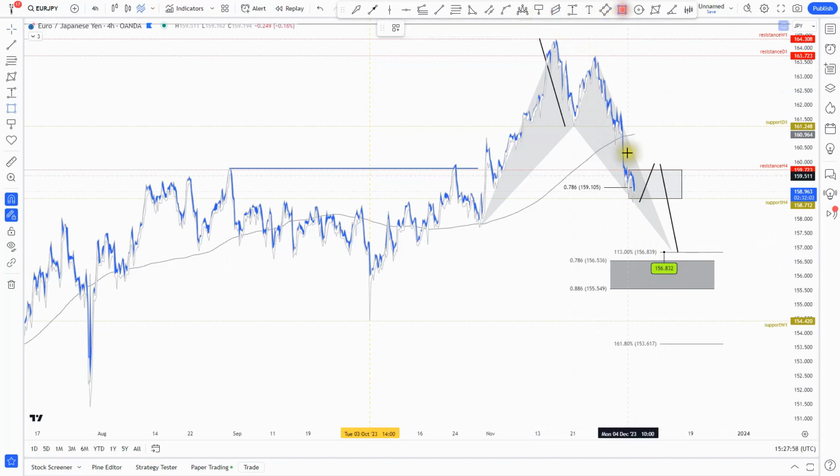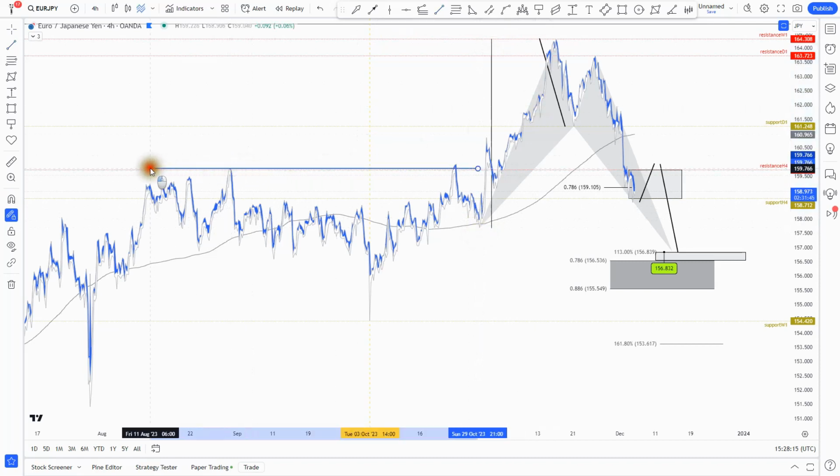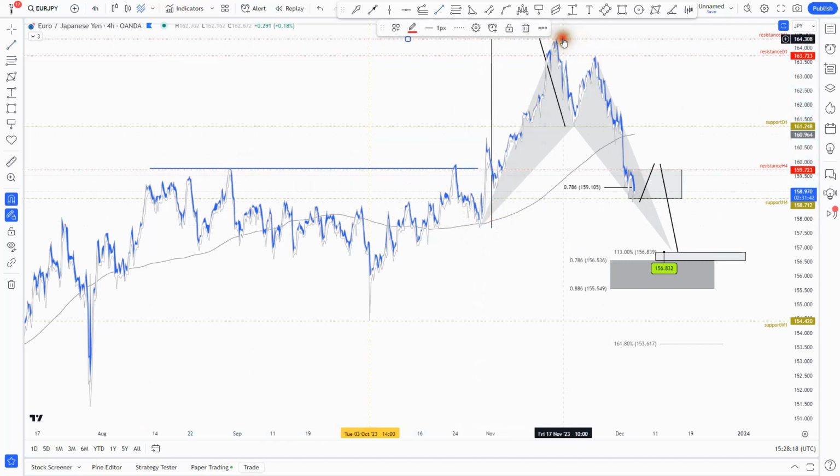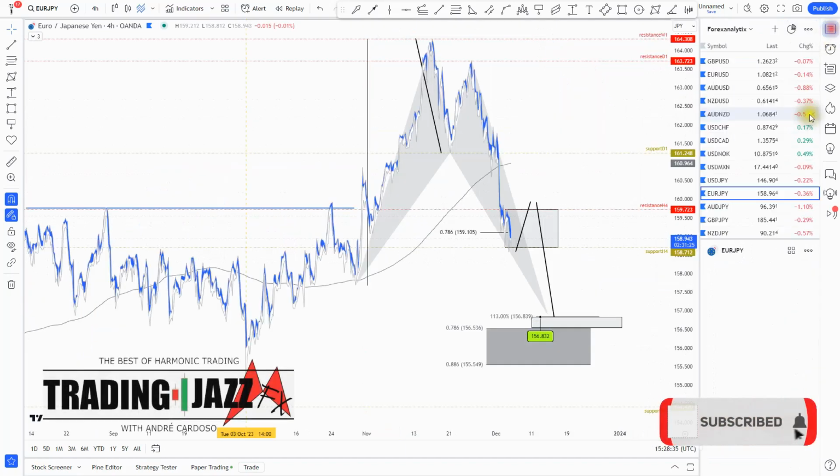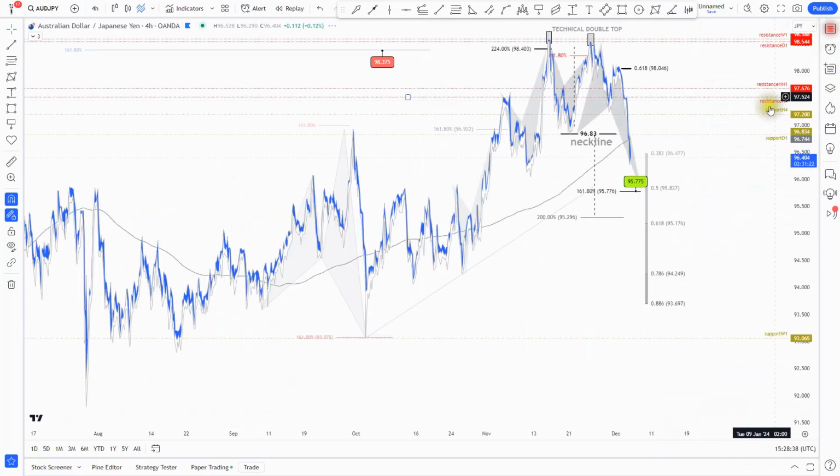So we have a kind of convergence, let's call it a cluster box, between the 78.6 and the 113% Fibonacci extension of the last swing high. So this last swing, the one that gives sequence to a breakout of these highs, and the one that forms the weekly fractal resistance. So an extension below this previous fractal support that points to 156.83. This is the 113% Fibonacci extension level. I want to see how the price will react from this price zone for the euro versus the Japanese yen.